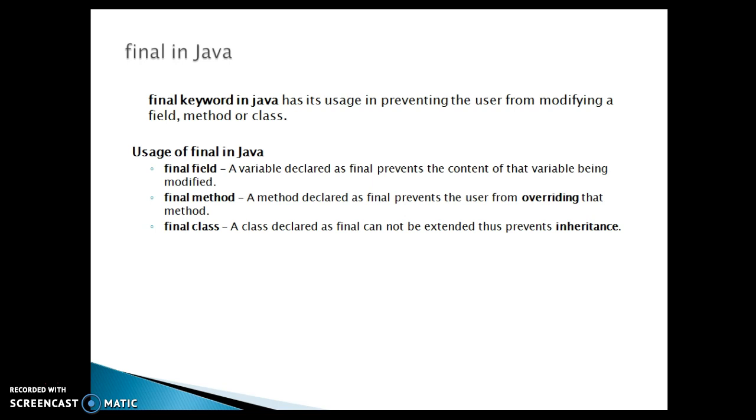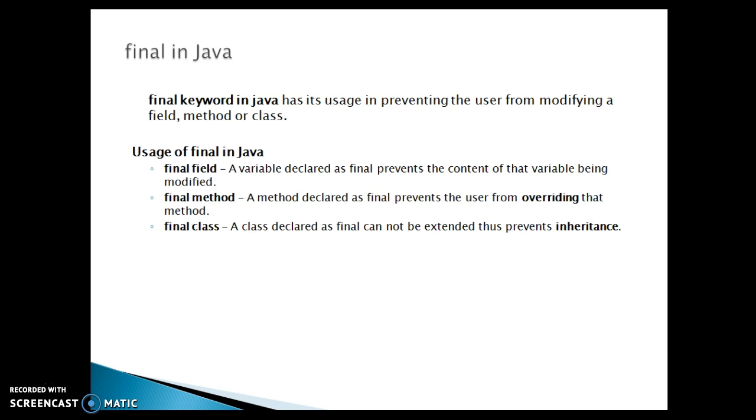Usage of final keyword in Java. So these are the places we can use a final keyword in Java. So we can declare a field as final. A variable declared as final prevents the content of the variable from being modified. So once you create a constant with final keyword, and once you assign some value, you can't reassign some other value.